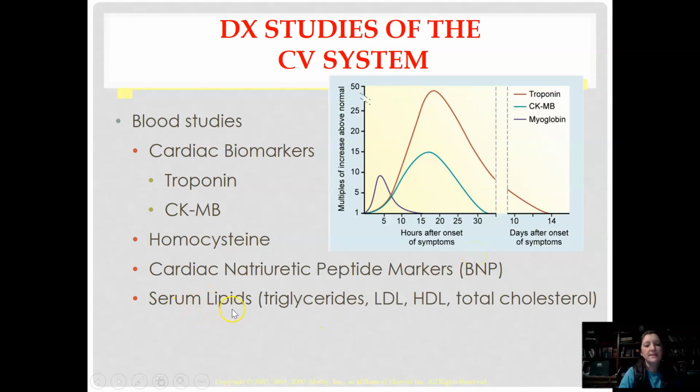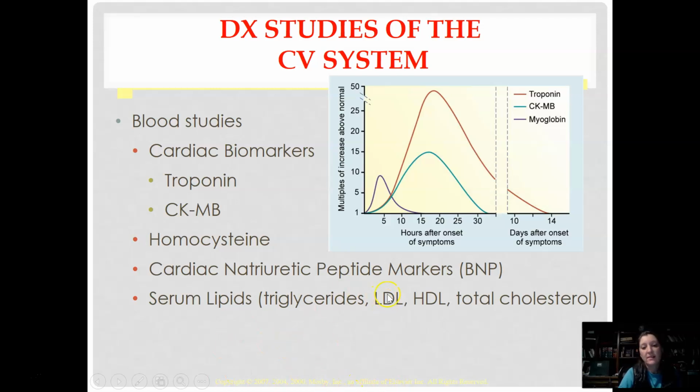And then serum lipids, these tell us a lot about coronary artery disease, about risk of heart attacks and strokes, because these are the substances that are building up in the arteries, the plaque that is coating the inside walls of the arteries and narrowing them and increasing the risk of heart attacks and strokes. So they'll monitor these, and there will be drugs that help decrease some of these levels.